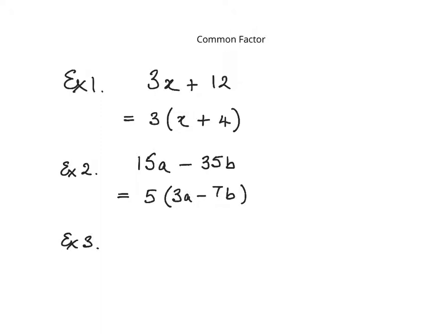Example 3, what about something like this? a squared minus 2a. Well, the letter a is common to both terms. a times what gives me a squared? a times a, minus a times 2 will give me the 2a at the end. It is possible to have a letter and a number common factor.